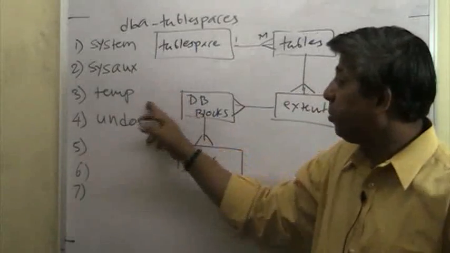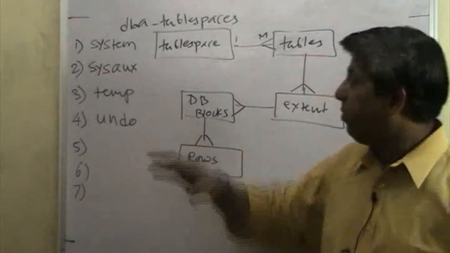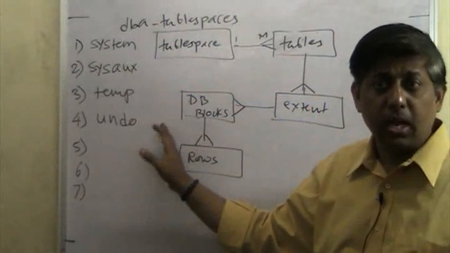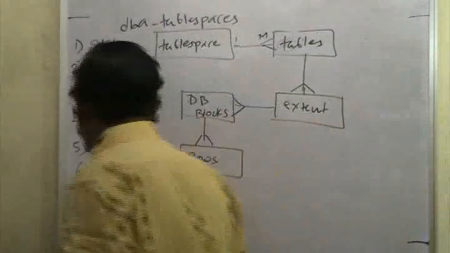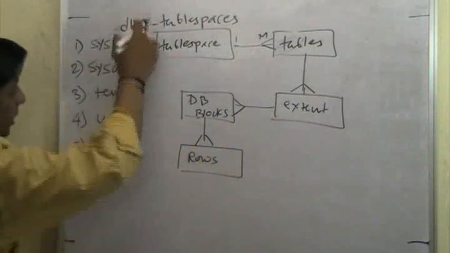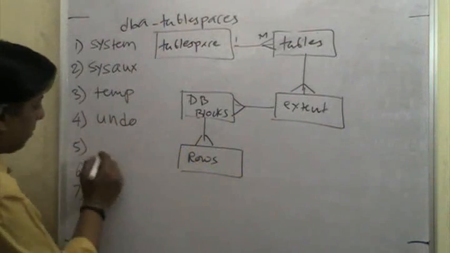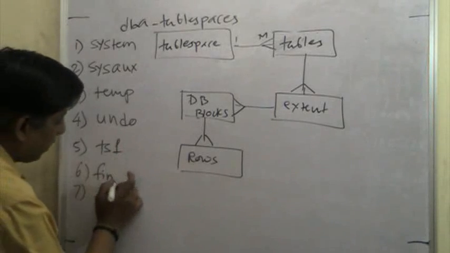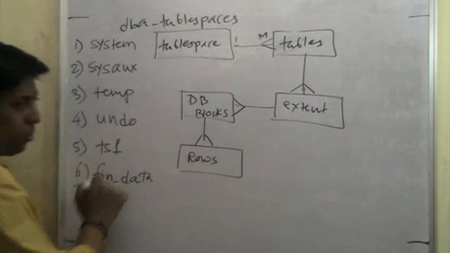There is a specific purpose of each of these table spaces. For proper functioning of your Oracle database, you require these table spaces. And on top of that, you can create your own table spaces. These are created by Oracle, you can create your own. For example, I can create the TS1 table space, or a table space called fin data, and so on.